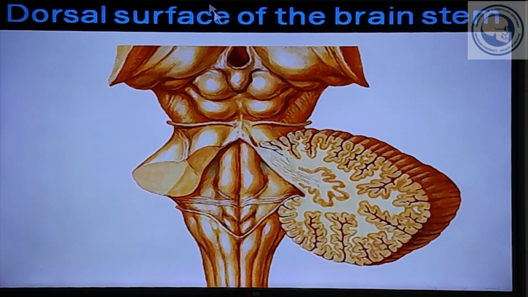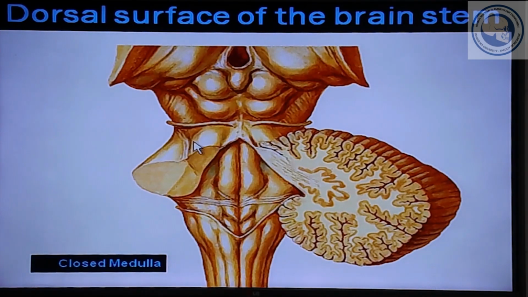What about the dorsal surface? We will start from below upward. And also, we will divide the dorsal surface of the medulla into two parts. The dorsal surface of the lower half of the medulla is called closed medulla because it encloses the central canal of the spinal cord.